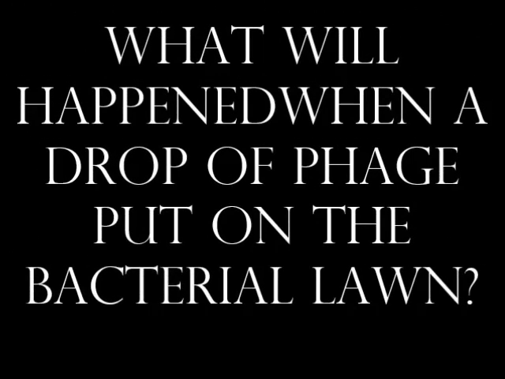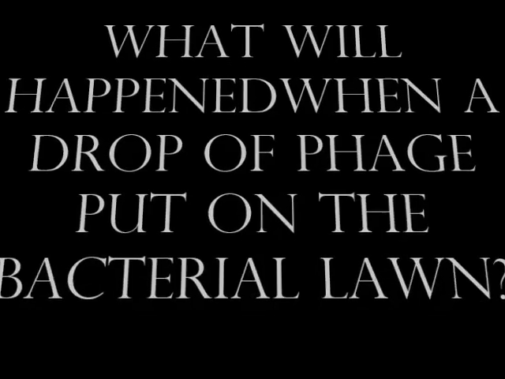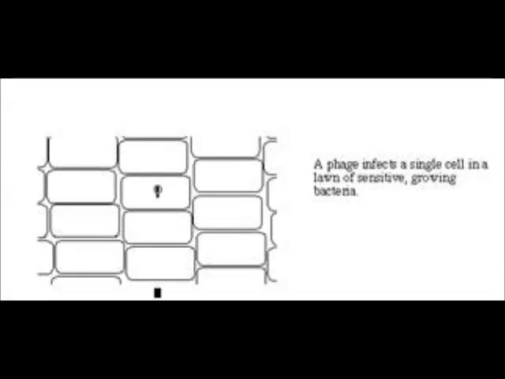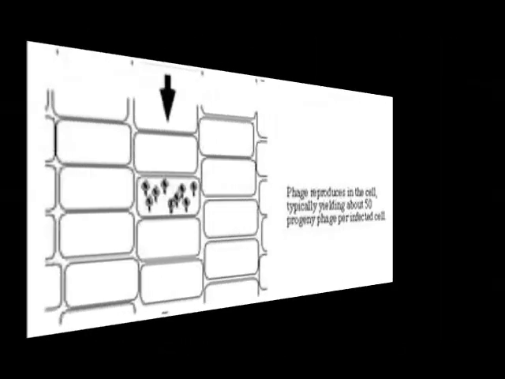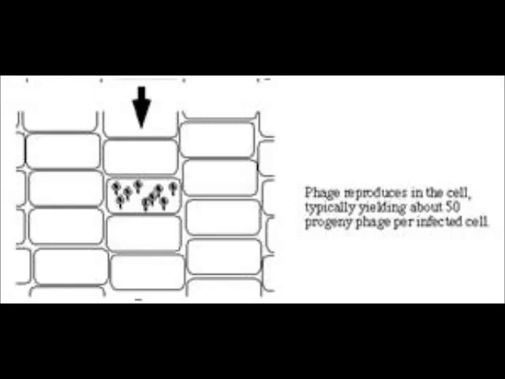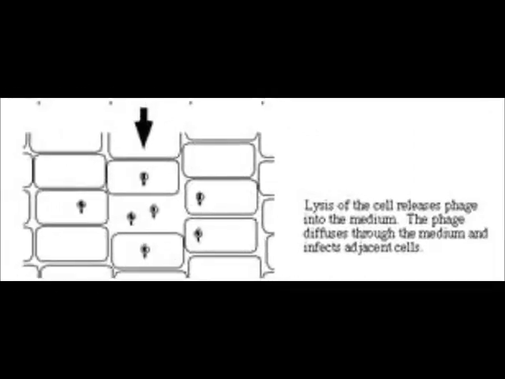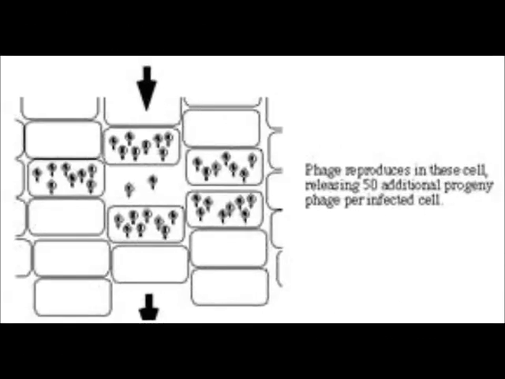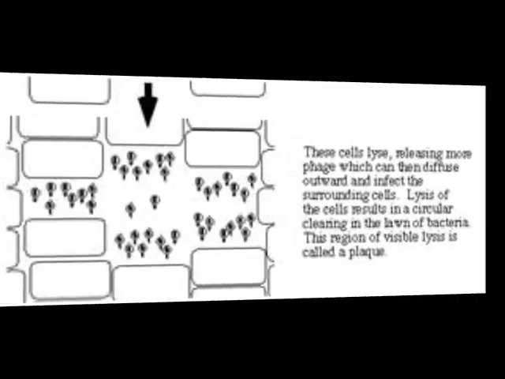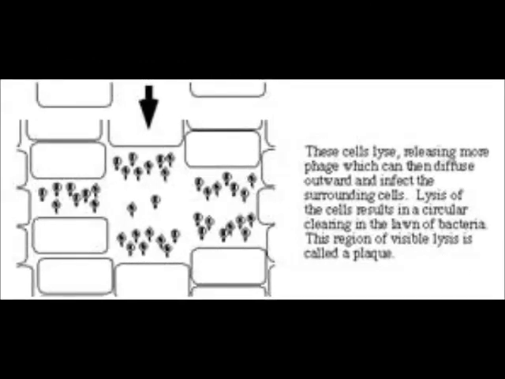What happens when a drop of phage is put on a bacterial lawn? First, a phage infects a single cell in a lawn of sensitive growing bacteria. Then, the phage reproduces in the cell, typically yielding about 50 progeny phage per infected cell. Next, lysis of the cell releases phage that diffuse through the medium and infect adjacent cells. The phage reproduces in these cells, releasing 50 additional progeny phage per infected cell. Lastly, these cells lyse, releasing more phage which can then diffuse outward and infect the surrounding cells.